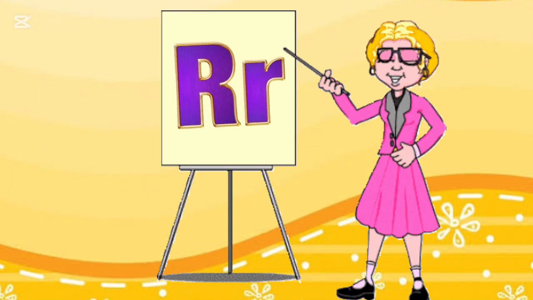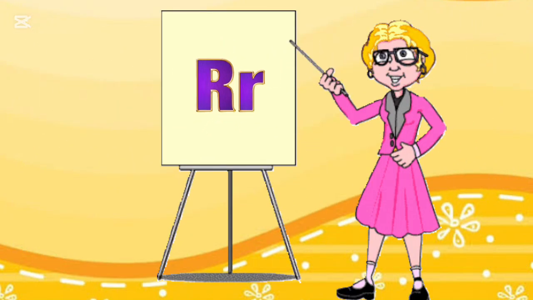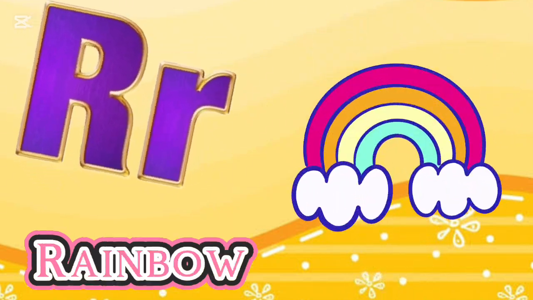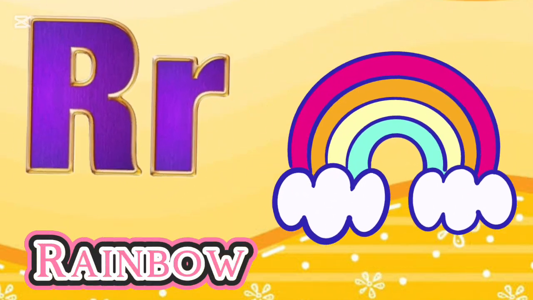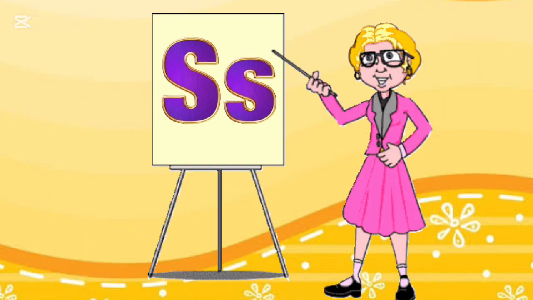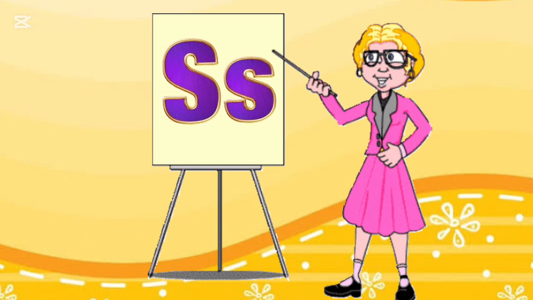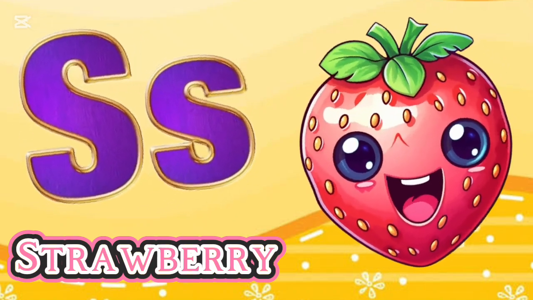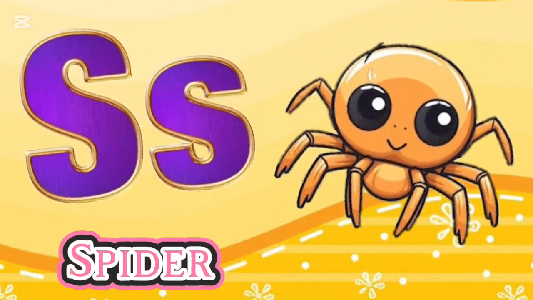R. This is the letter R. R is for rooster. Rooster. R is for rainbow. S. This is the letter S. S is for strawberry. Strawberry. S is for spider.